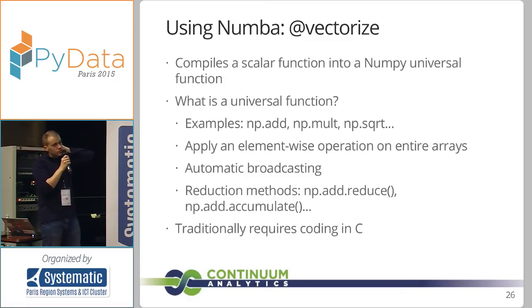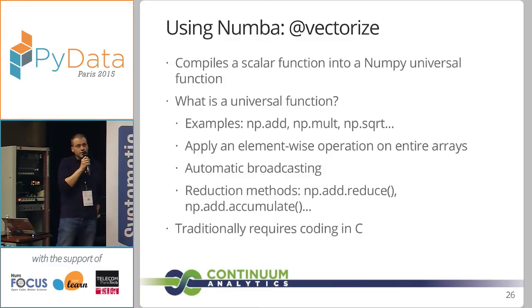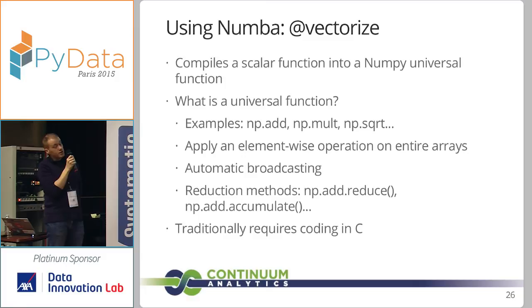And traditionally, if you want to define a universal function that doesn't already exist in Numpy, you have to code it in C, which is very annoying. Actually, there's a way in Numpy of defining ufuncs in pure Python, but it produces very slow code. So what the vectorize decorator does is allow you to define your universal function in Python and have it compiled to a raw native function that will inherit all the nice behaviors of ufuncs.